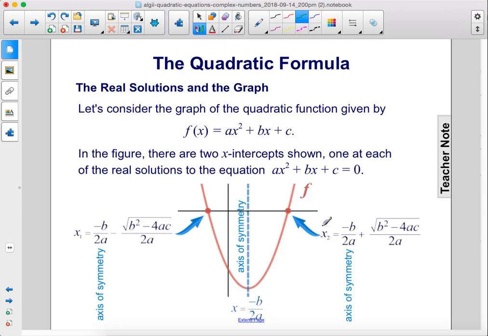This solution here is going to be negative b over 2a plus this amount, which is the square root of b squared minus 4ac over 2a. That's the same distance as this distance from the axis of symmetry to the other solution. So that's this value, negative b over 2a, minus this distance, the square root of b squared minus 4ac over 2a. So here we have one solution, which is the plus sign, and over here we have the other solution, which is the negative sign.